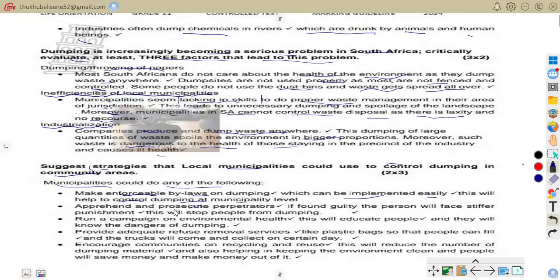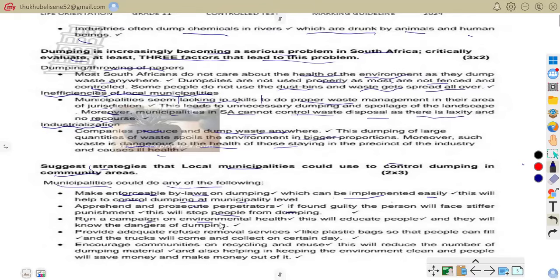Also apprehend and prosecute perpetrators. If found guilty, the person will face stiffer punishment. This will stop people from dumping. Make sure that you arrest and punish offenders. Those found guilty of dumping should face legal consequences. For example, community members caught dumping waste may be arrested or fined. That is what this point means. Hope you're still on one page.